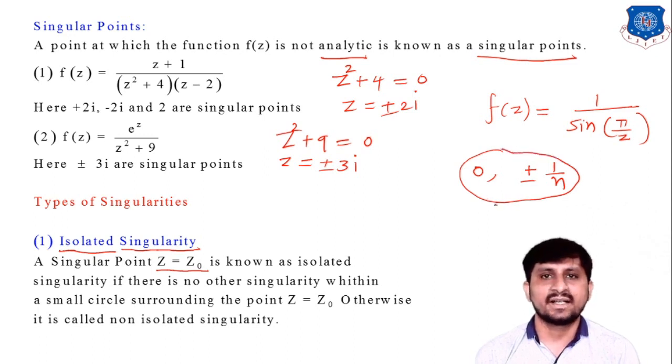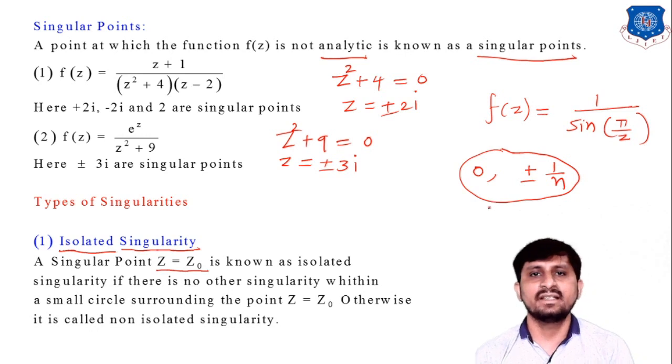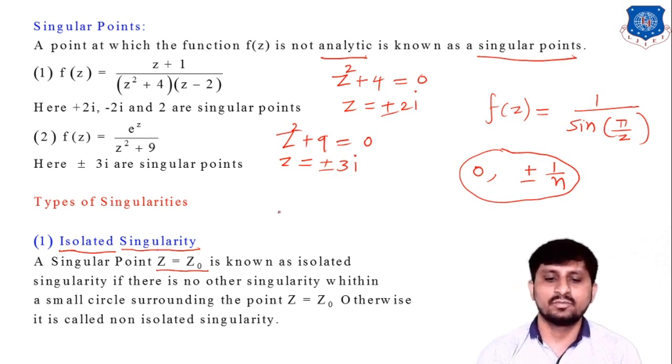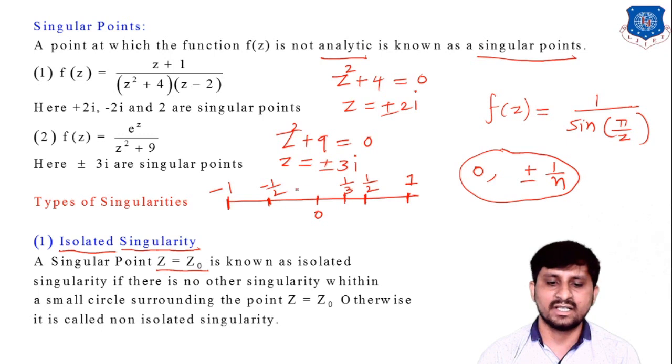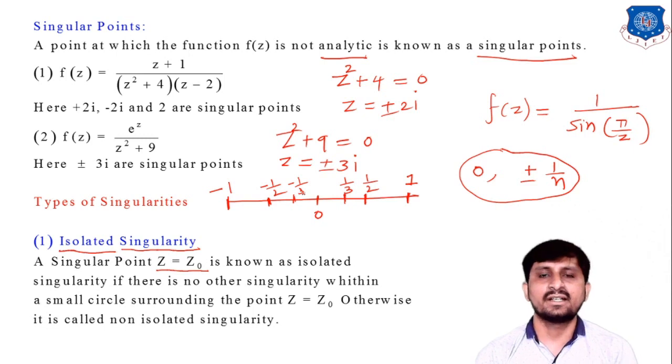Now there are infinitely many singular points, clearly. If you look at this real line, suppose this is my 0, and the points are plus or minus 1 upon n. First I take n equal to 1, so this is 1 and minus 1, then 1 by 2, minus 1 by 2, then when n is equal to 3, 1 by 3, minus 1 by 3, and so on. You can take n as large as you can.